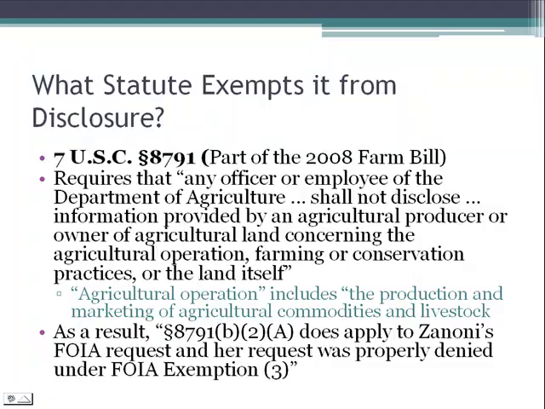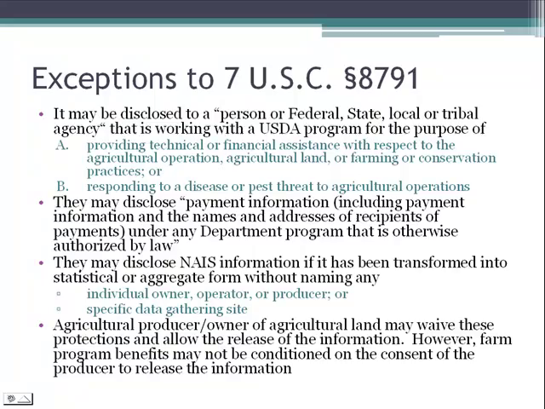But, like I said, there's always exceptions to the rule. And in this case, Congress did put in several exceptions to the rule. I know this is a lot of information on this slide, and I believe they're going to be put up later, but I thought it was important that you've heard all of these exceptions. It may be disclosed to a person working with an agency who's providing technical or financial assistance, or somebody who is responding to a disease or pest threat to ag operations. So in that case, this information can be given to these people.